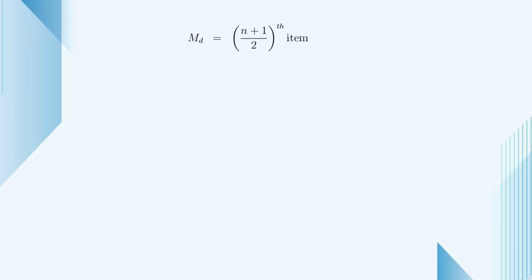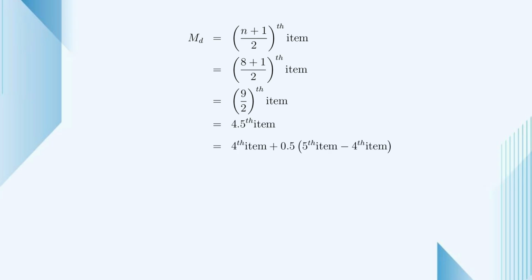Median is n plus 1 by 2th item. Here n is equal to 8. So we have 8 plus 1 by 2th item. It is 9 by 2th item, that is 4.5th item. Now 4.5th item is computed as 4th item plus 0.5 into 5th item minus 4th item.